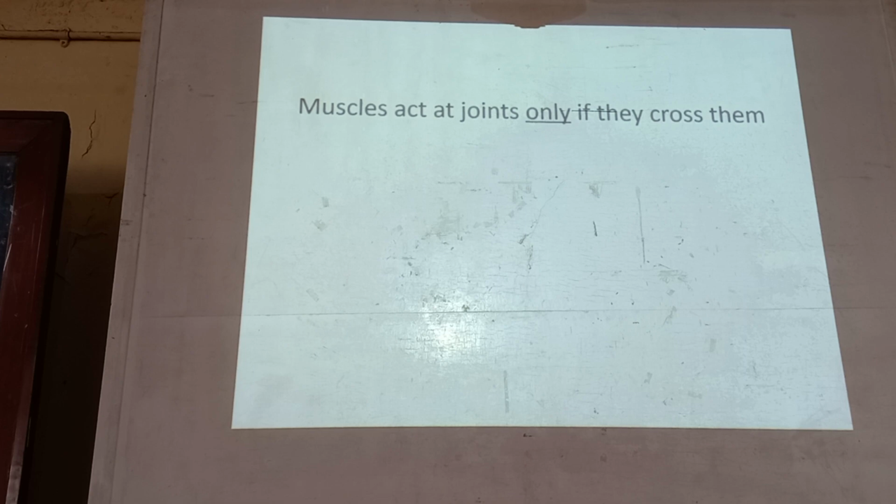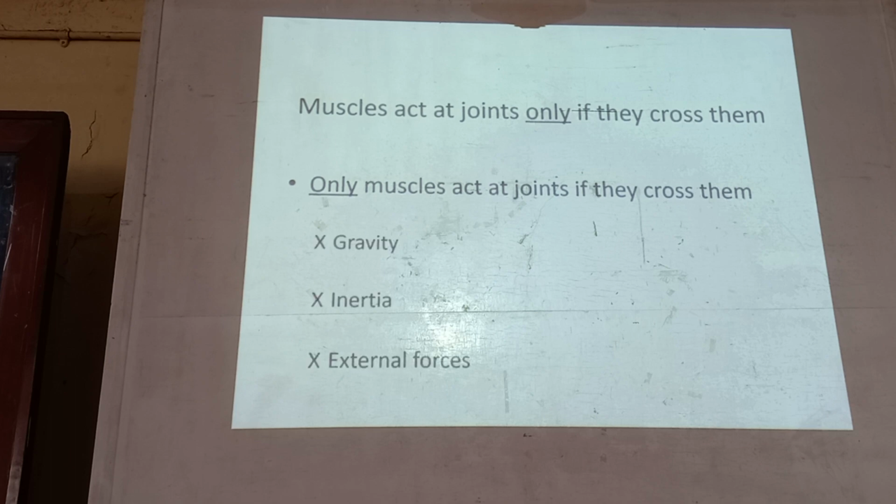Muscles act at joints only if they cross them. The word "only" is very important, where you place it. Suppose we place it at the beginning: "Only muscles act at joints if they cross them." That means only muscles can act. Huh? That means gravity, inertia, external force don't act. Wrong statement. So you can't place the word "only" at the beginning.